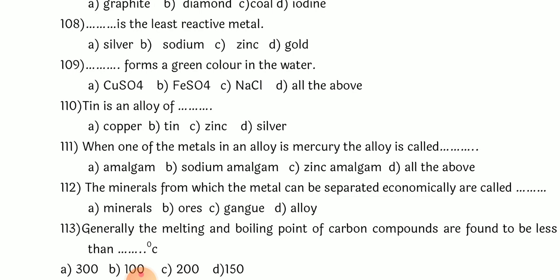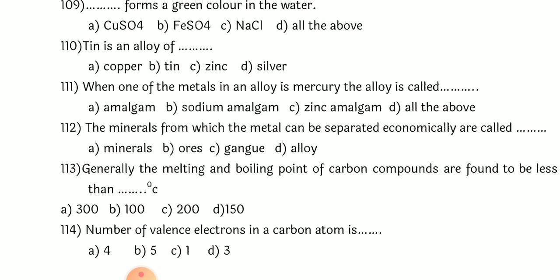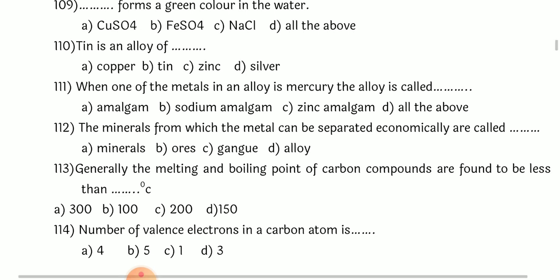111. When one of the metals in an alloy is mercury, then the alloy is called an amalgam. Option A. The minerals from which the metal can be separated economically are called ores. Correct.